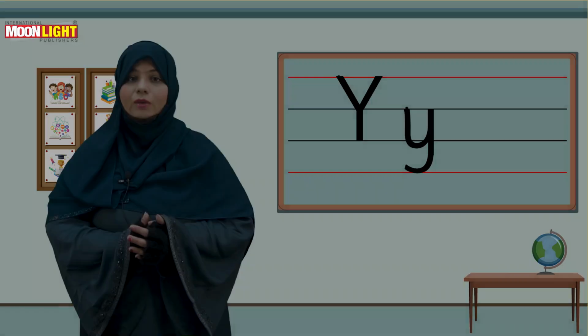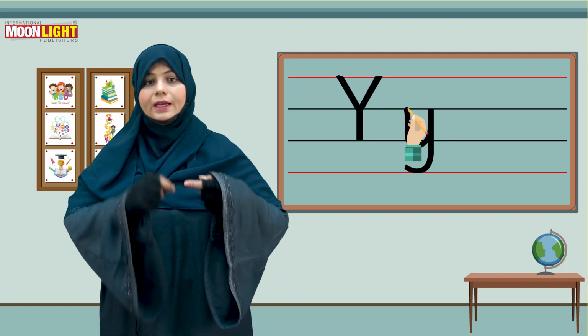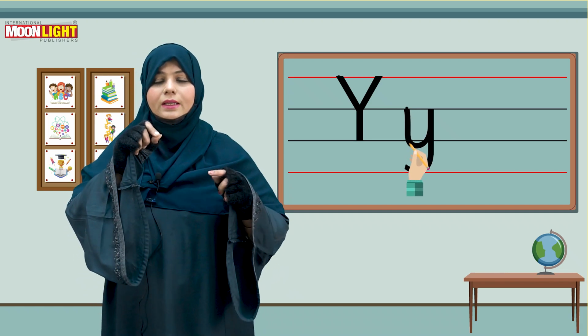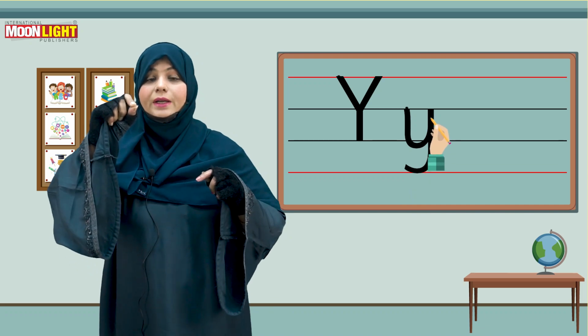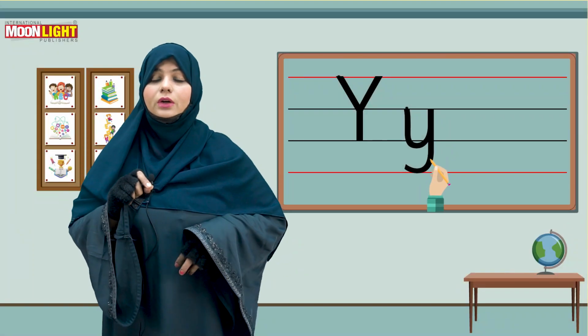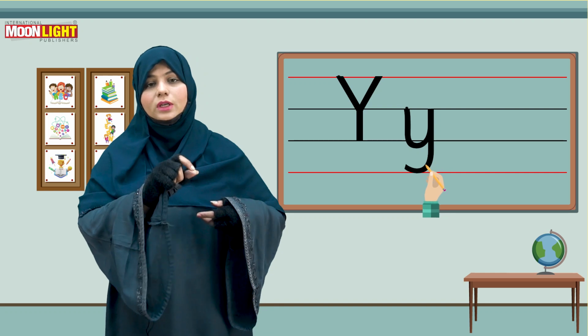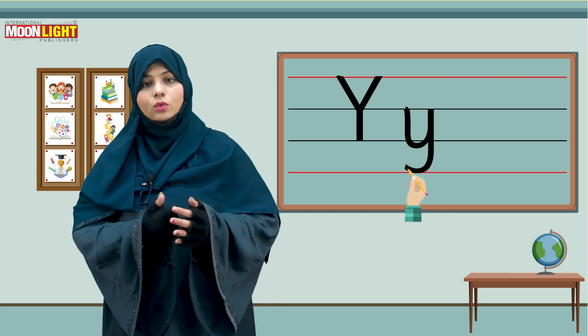For small letter Y, we have to start from the second line, go down, down, make a straight line, then a curved line, then up and then again go down, down, down in bottom three lines and make a small hook. It will become small letter Y.